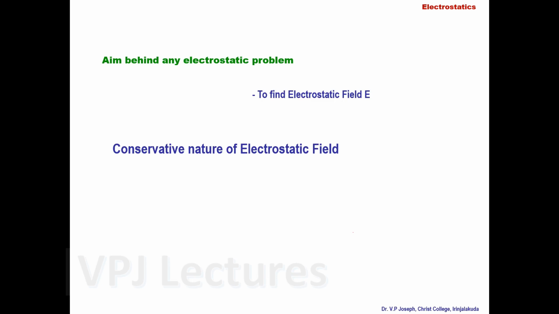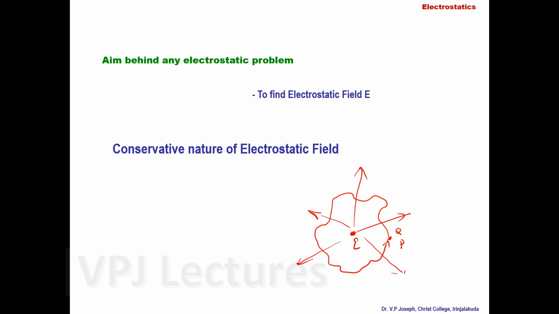That is, if we have a source charge somewhere here in the electric field region, and we consider any point P and take a test charge Q and move it around and finally reach the same point, then the work done for this process, that is the closed line integral of E dot dl, will be equal to 0. That is the conservative nature of the electrostatic field.